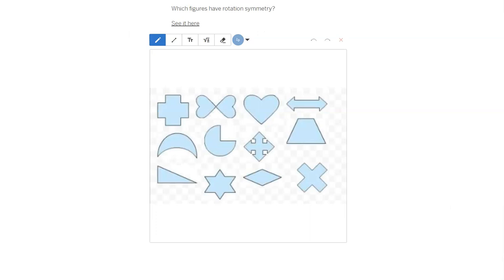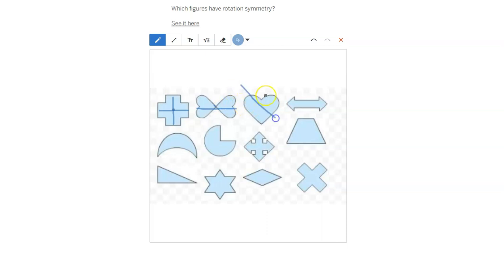Which figures have rotational symmetry? Here you are going to take each of the figures, pretend like there is a pin in the middle, and rotate them around. You'll notice that this one has rotational symmetry. As you turn it, it will land on itself. This has rotational symmetry. As you turn or rotate it, it will land on itself.